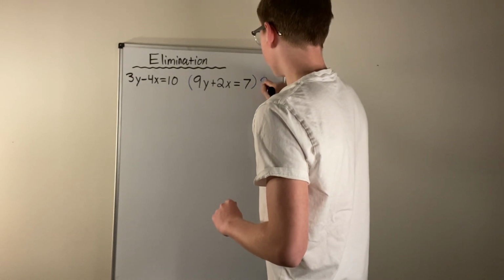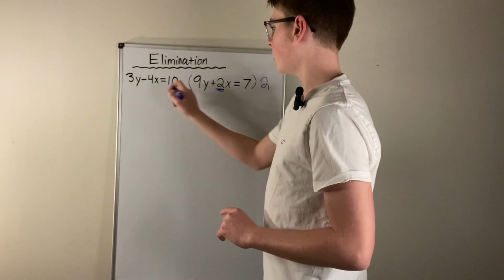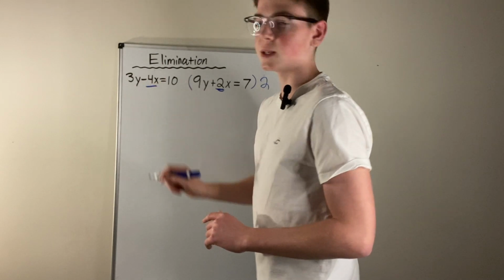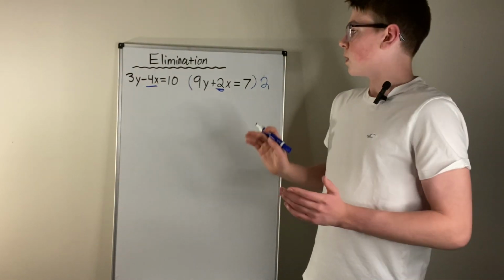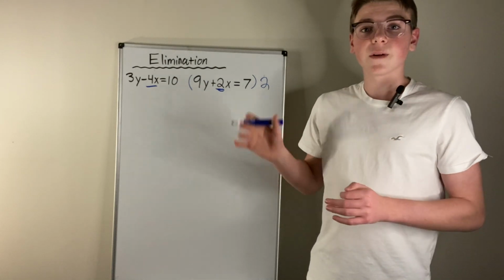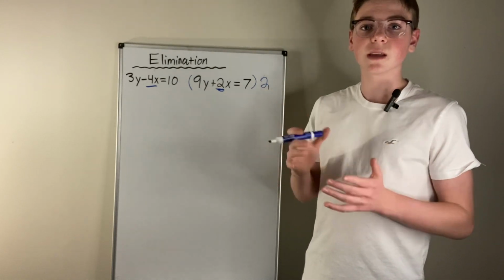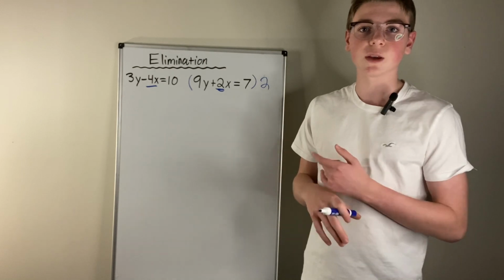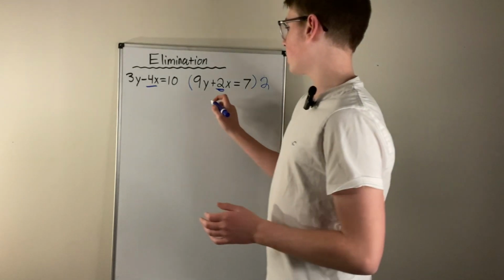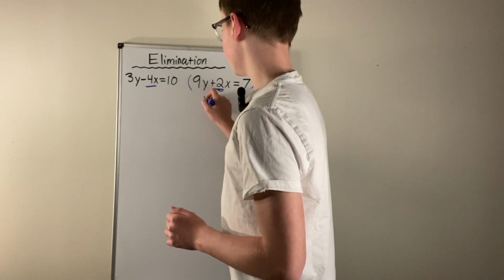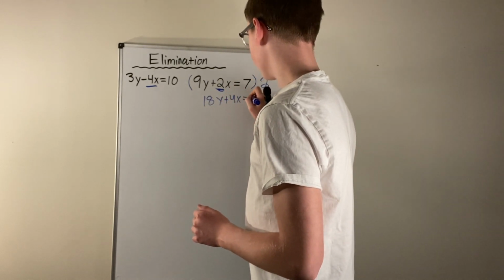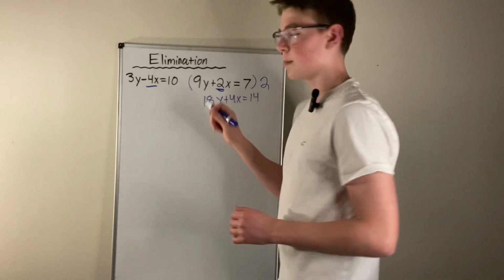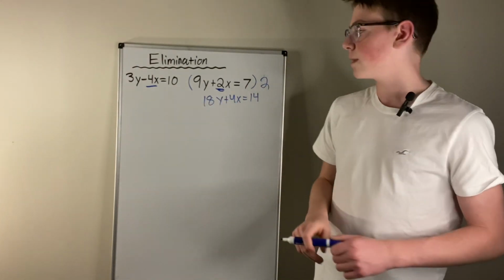If you see why, we want this variable to be the same as this variable. It doesn't have to be a negative. That doesn't matter. But we want these variables to be the same so they can easily be added or subtracted and then just canceled. So if we multiply this by 2, we get 18y plus 4x equals 14. Remember to multiply both sides by 2.